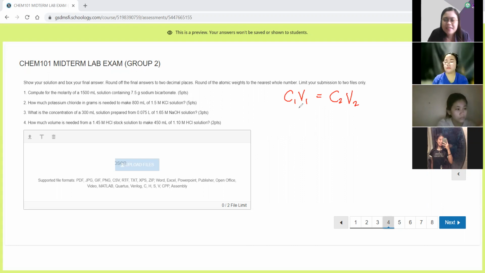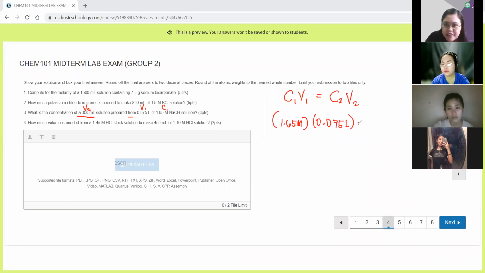Kaya lang, malis din ko mag-pronounce pag storyaan na. So I'm hiyang with the C1V1 equals C2V2. So what is again asked here, concentration of the solution. This one here is the V2 class, the 300 ml kasi our hint here is prepared from. So this is our original solution here. This is the V1 and this is the C1. So C1 is 1.6 M and then you have there the 0.075 liters. And then we are looking for the C2.